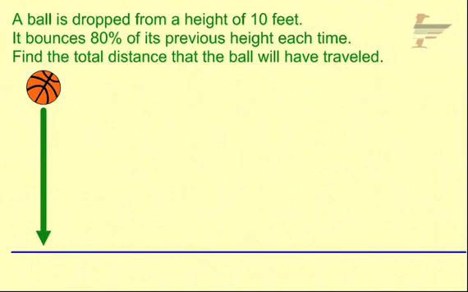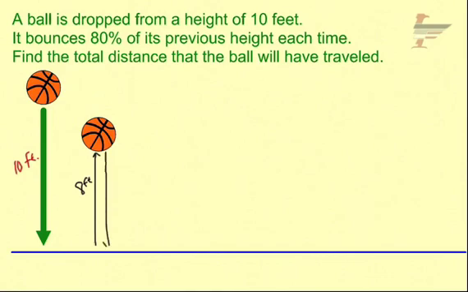So the first time the ball drops down here, it has traveled, what did it say? It dropped 10 feet the first time. So there's our 10 feet. Well, the ball drops and then it bounces up 80% of its previous height. So it's going to bounce up about this far, let's say. 80% of that height of 10 feet actually is 8 feet.